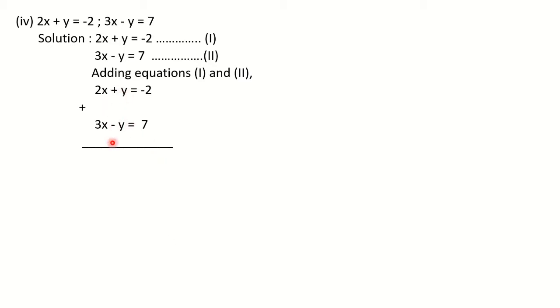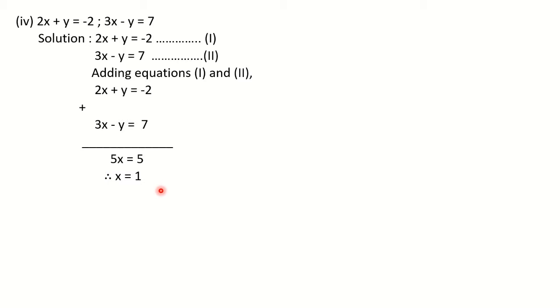Here plus y and minus y you can cut, they will get cancelled. Plus y and minus y is 0. Now 2x plus 3x, you will get 5x. And here 7 minus 2, you will get 5. So you got 5x is equal to 5, and therefore x is equal to 5 divided by 5, that is x is equal to 1. In this way, because the coefficients were already equal, simply by adding we got the value of variable x.